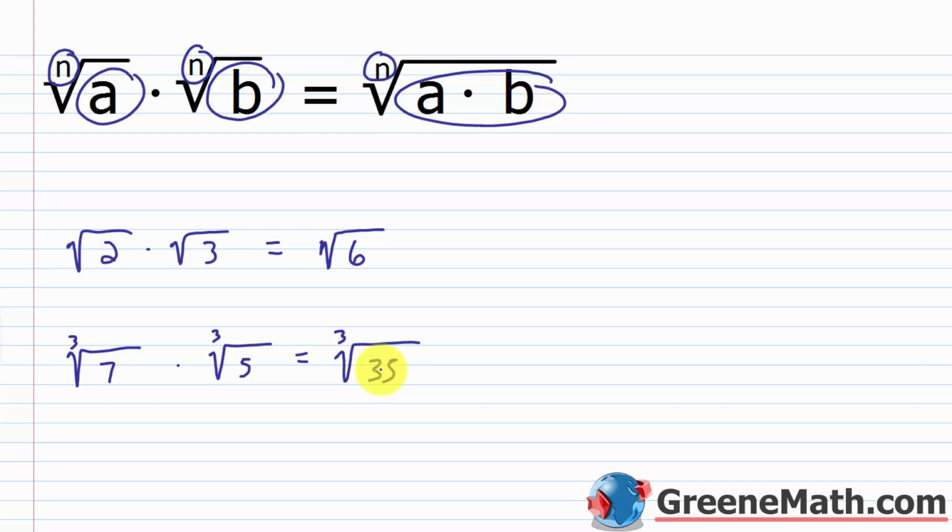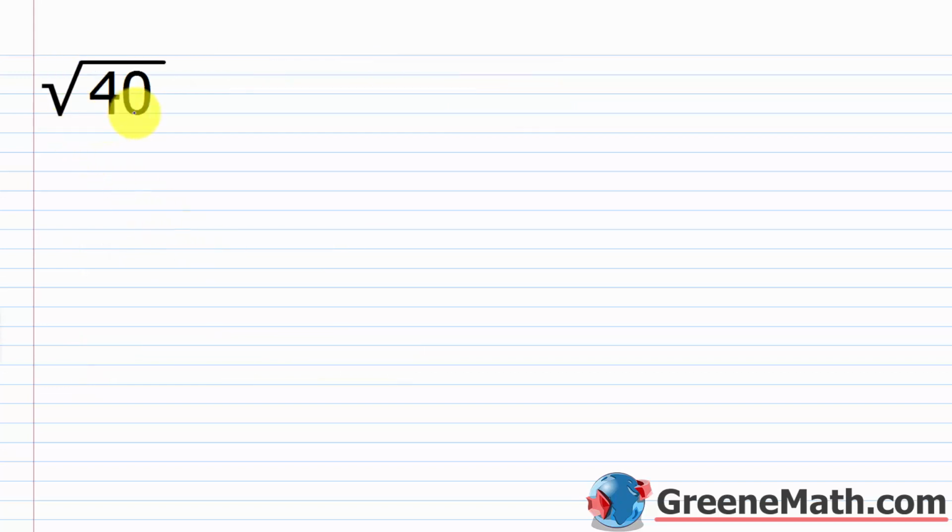What we're going to need to do is kind of reverse this to simplify. So in other words, if I see something like the square root of 40, I want to write this in such a way that I can simplify. So what do I mean by that? Well, let's take 40, for example, and let's factor it. So 40 factors into 8 times 5, and 5 is obviously prime. 8 factors into 4 times 2, and we know 2 is prime. 4 factors into 2 times 2, and again, we know 2 is prime.